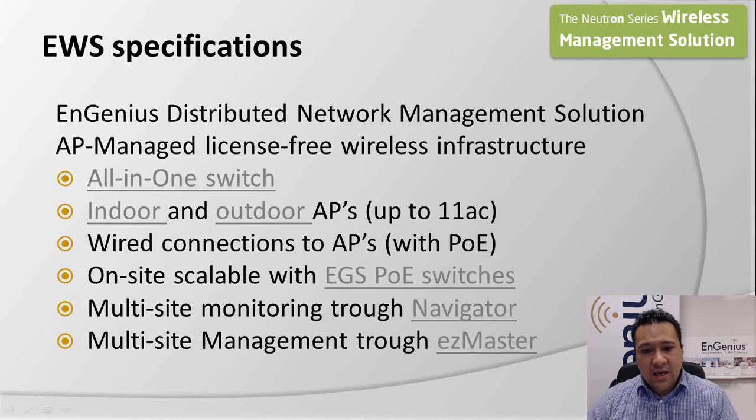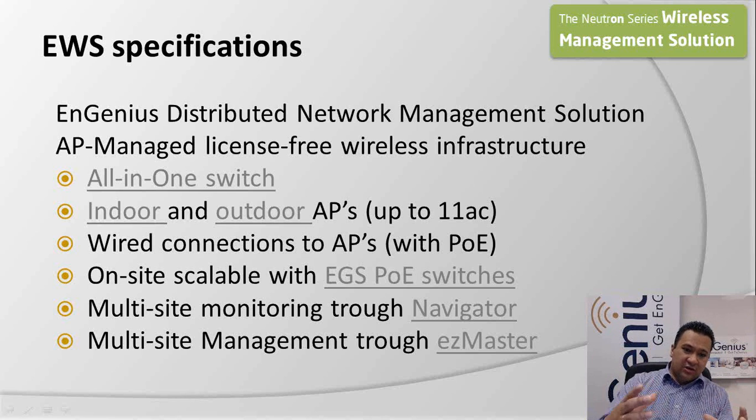So I also will talk about this. And especially when you use EGS PoE switches, these switches will be recognized by the Neutron management switches, and you can monitor the port status as well. As mentioned, the EWS switch can manage up to 20 or 50 access points, depending on the model. So pretty much you would be able to manage a cell or one deployment of 20 or 50 access points. But you can still upscale it to manage multiple cells, either through the Easy Master software, or the Navigator software, where you can monitor multiple cells, or manage all of them at the same time through the Easy Master software, which is under development.